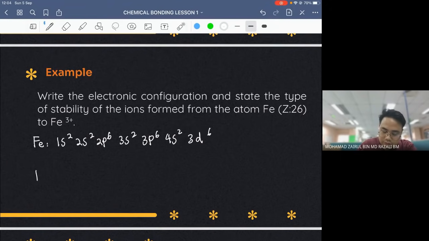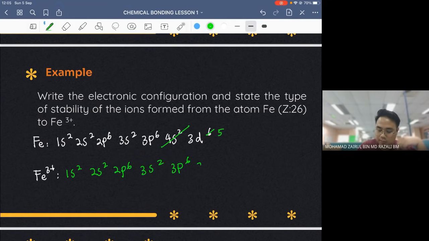In order to form Fe3+ ion, so kita akan remove first daripada 4s 2 elektron, and then kita akan remove 1 daripada 3d. So dia akan jadi 1s2, 2s2, 2p6, 3s2, 3p6, 3d5.